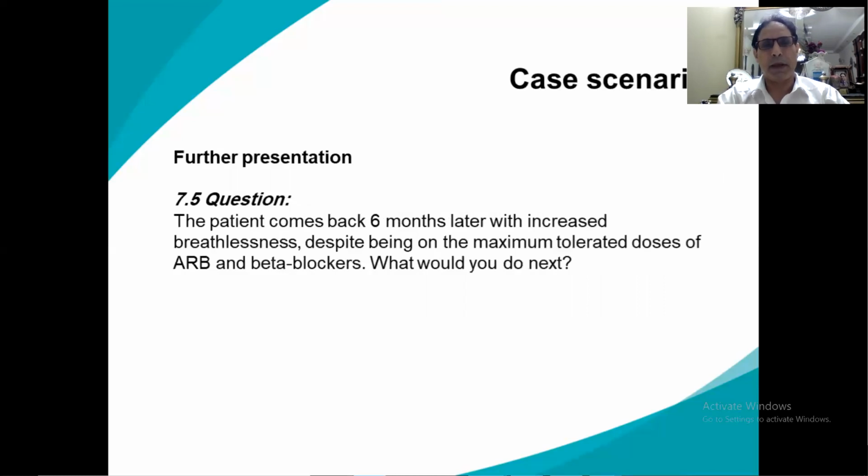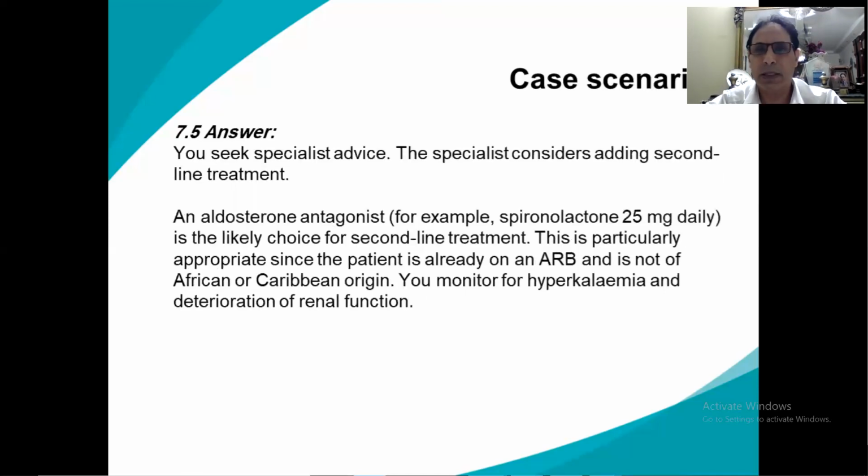So the patient comes back 6 months later with increased breathlessness, despite being on the maximum tolerated dose of the ARB group and a beta blocker. What would you do next? The answer: you seek specialist advice. The specialist will consider adding second-line treatment.